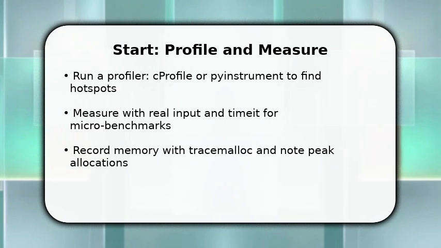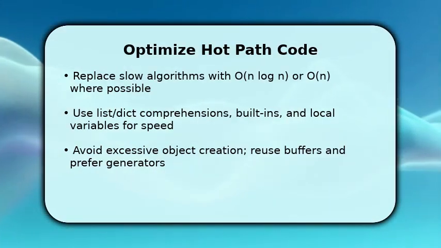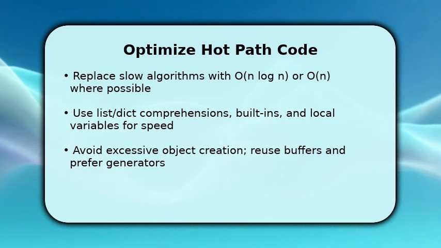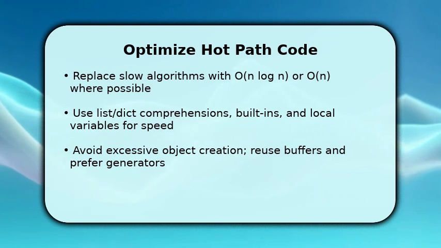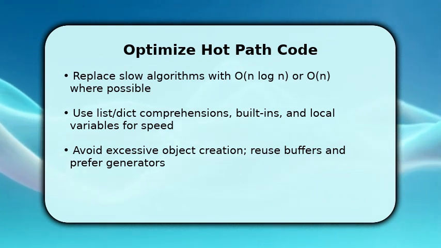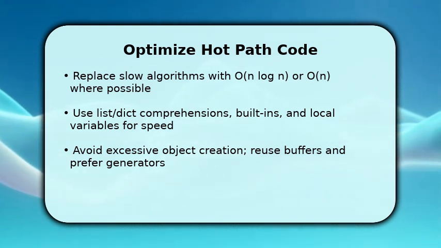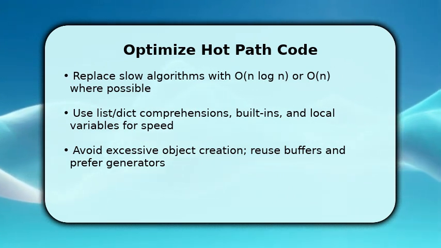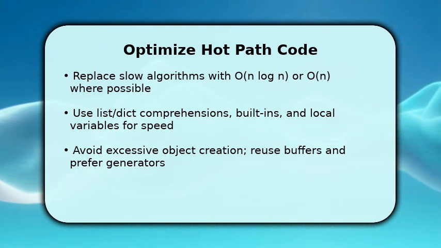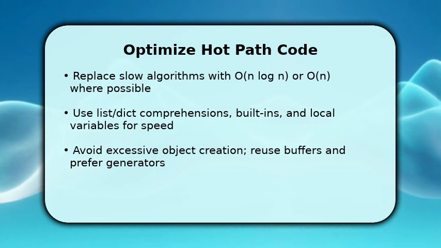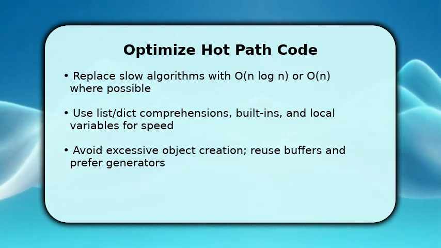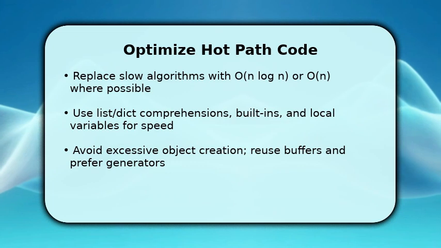You focus on the hot path next. Replace naive algorithms with more efficient ones. Switch quadratic loops for sorting or hashing approaches when applicable, because algorithmic gains far outpace micro-tweaks. Use Python built-ins and comprehension syntax to leverage C-level loops. Make frequently used names local to reduce attribute lookups. When memory churn is an issue, reuse buffers or use generators to stream data, and minimize temporary objects. Once this is in place, reprofile to confirm the expected results.